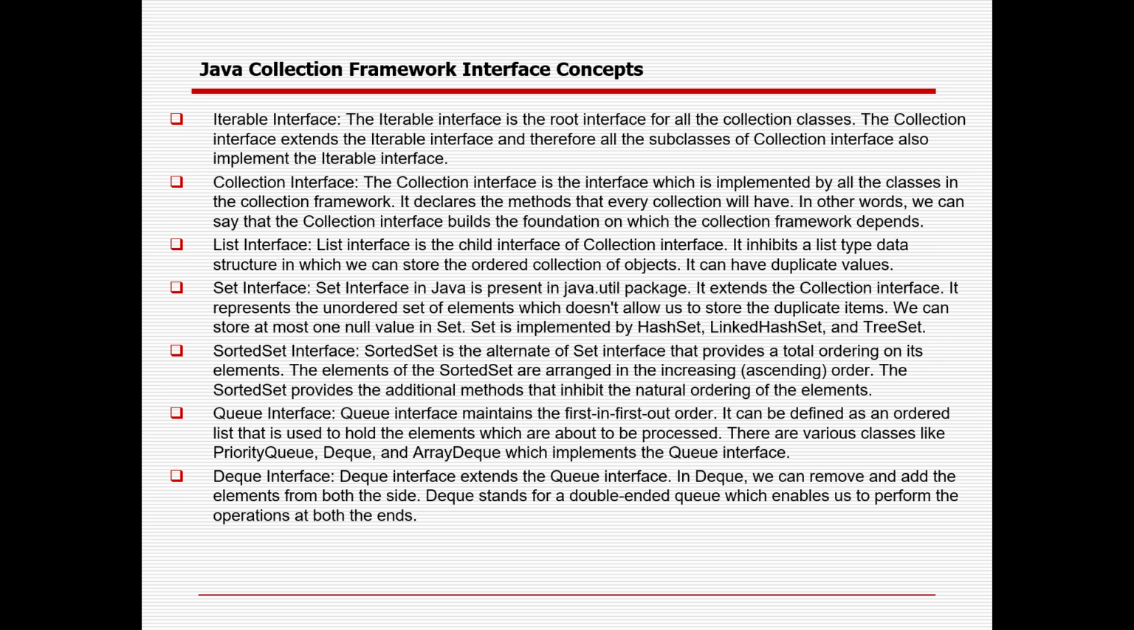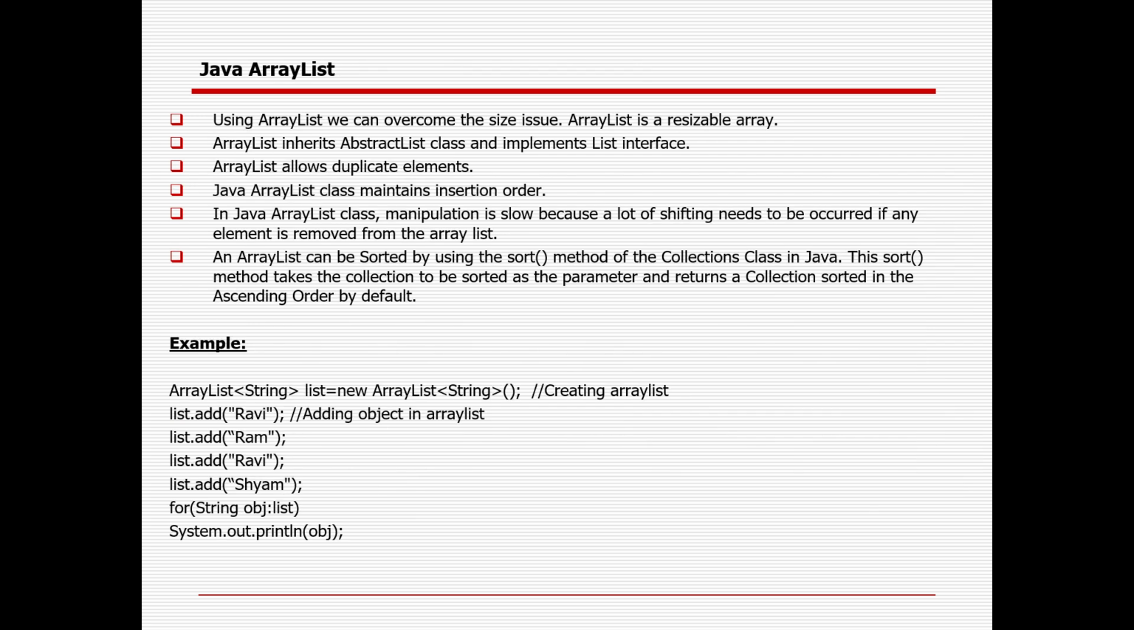So the Deque interface extends the Queue interface. In a Deque, the user can remove and add elements from both sides, right? Because both sides are open, whereas a queue is a normal pipe, say, where only one side is open. But for the Deque both sides are open, so on both sides you can do operations like addition, deletion, subtraction, sorry, I mean updation, all this stuff.